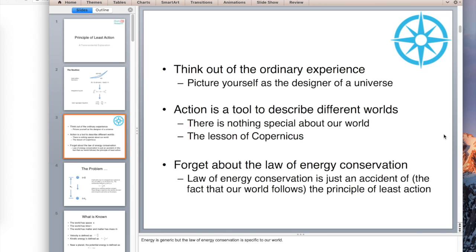Third, to understand this principle, I think you also should forget about the law of energy conservation. Because the law of energy conservation, as we shall see, is just an accident of the fact that our world follows the principle of least action. If the movement of the objects in our world follows any other action rather than the least of the action, the energy will not be conserved.